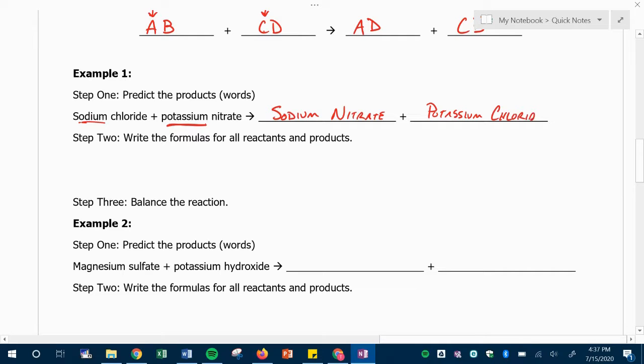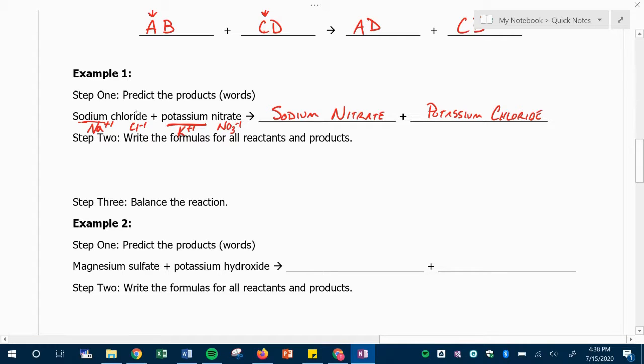Now that we have the word version, let's go through and write it out as the formulas for our reactants and products. So sodium chloride, and we'll put our symbols and charges here. Sodium is Na plus 1, chloride is Cl minus 1. Then let's do them all at the same time. Potassium is K plus 1. Nitrate is NO3 minus 1. Remember, that's one of our polyatomic ions. And that does help us out with all of our formulas.